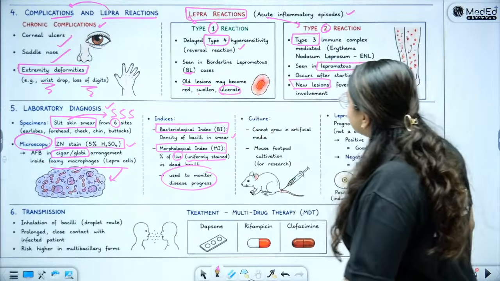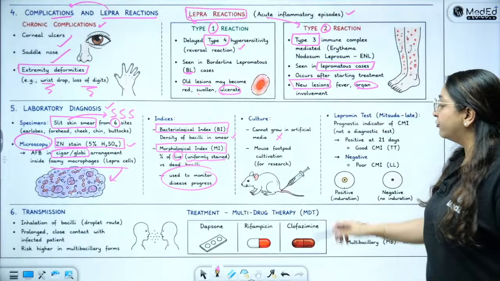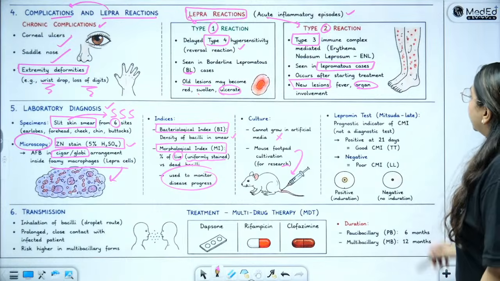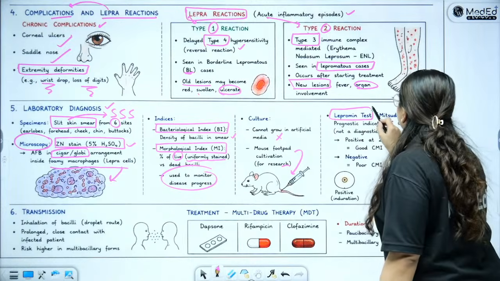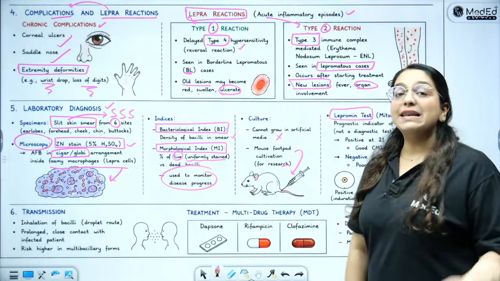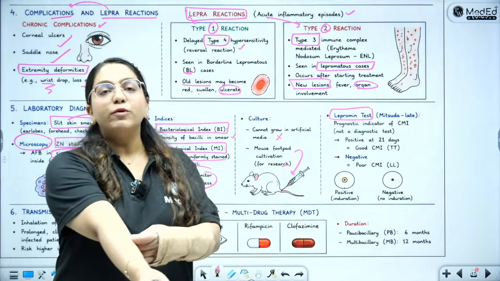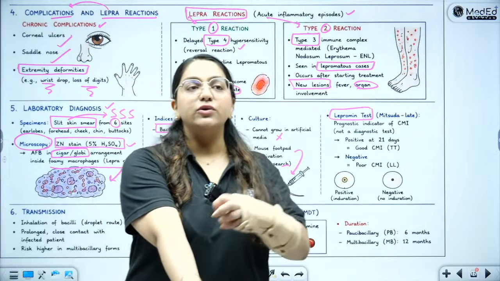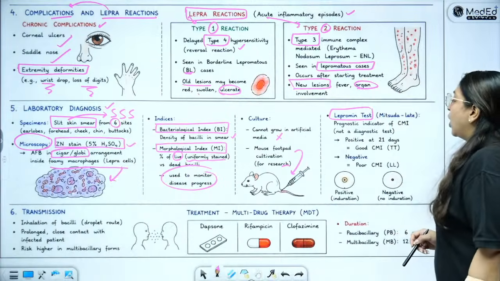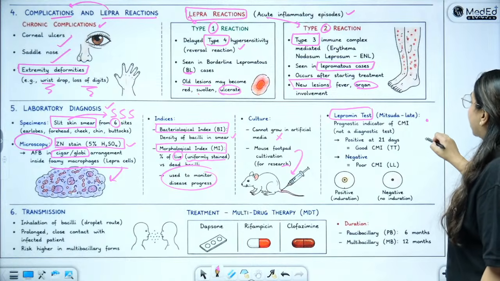Next, culture. You cannot grow it in artificial media. So where will you grow it? In the footpad of a mouse, but only for research purposes. You can do the lepromin test, which is the Mitsuda reaction or the Fernandez reaction. This lepromin test is just like the Mantoux test. You simply inject the lepromin antigen and look at the induration or reaction formation. There are two types of lepromin tests. One is the Mitsuda reaction, which is late, and the Fernandez reaction, which is early.